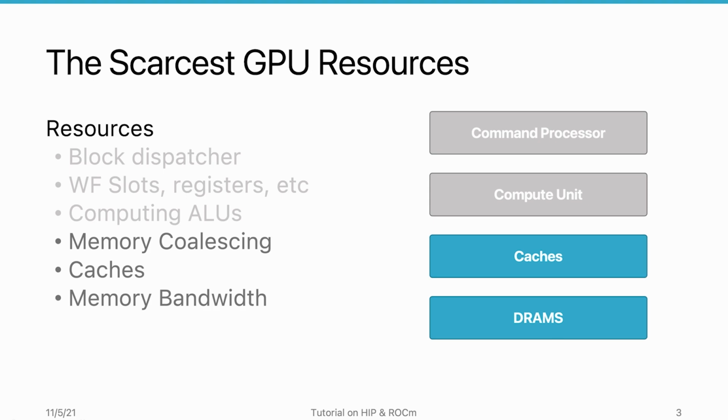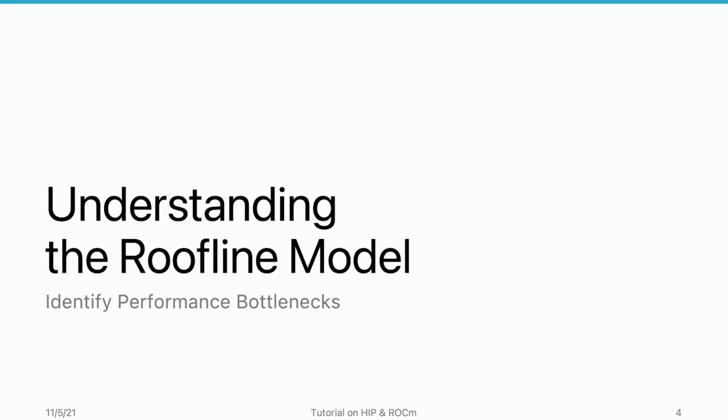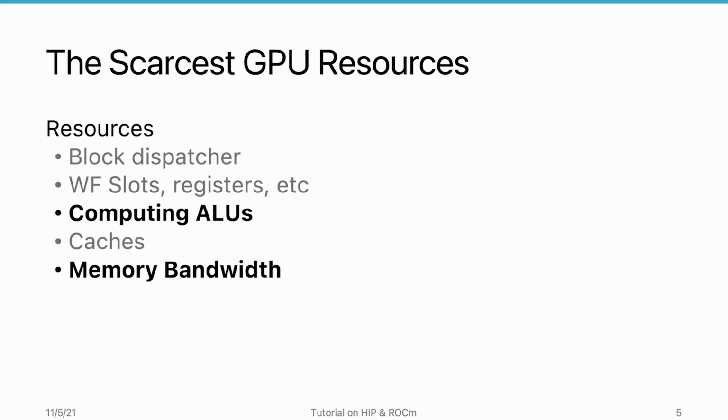So the goal of this unit is to analyze the performance of the memory system and find the best way to tune the application to better utilize the memory system. Before we start to talk about any concrete method, let's try to understand some theoretical background about the roofline model and to identify the performance bottlenecks of the GPU. Typically in GPUs, we consider the most important resources are the computing ALUs and the memory bandwidth. And we need to analyze how an application can utilize those two resources.